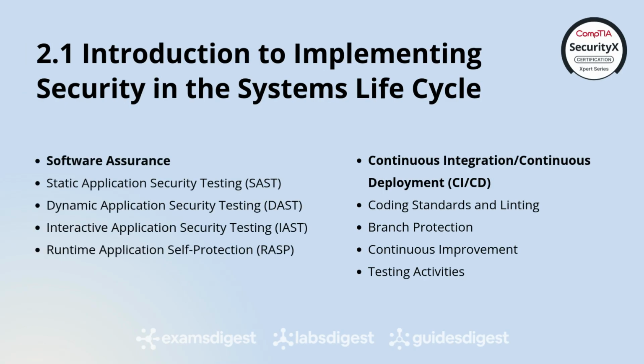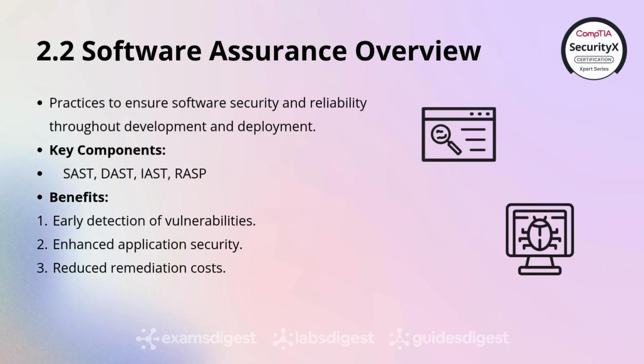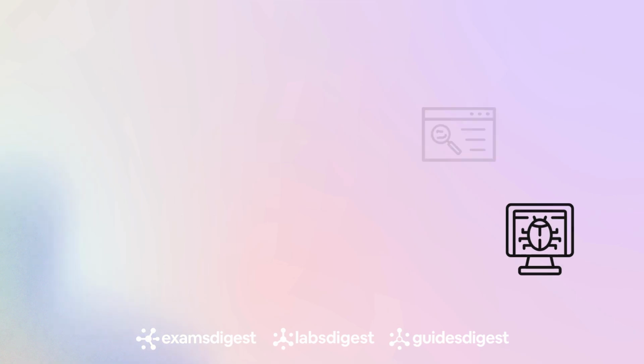In this lesson, we'll explore two main areas: software assurance and continuous integration and continuous deployment. First, let's dive into software assurance, which encompasses a range of practices aimed at ensuring the security and reliability of software throughout its development and deployment.